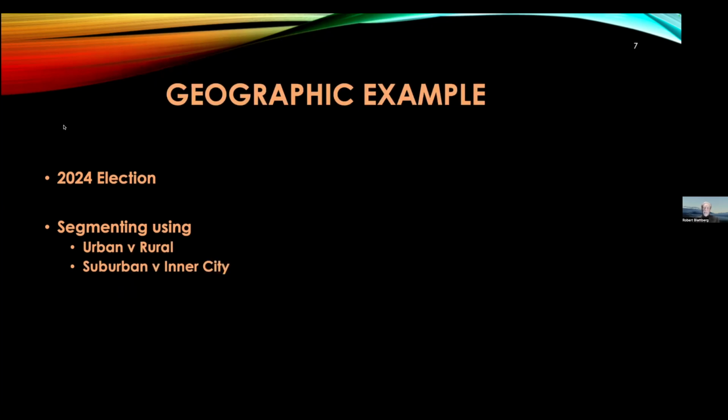Geographic is also another example, and the elections are a perfect example. Do I go urban, rural? Rural is very heavily Trump country. Urban is very heavily Kamala Harris country. And so the question, as I just raised, is what do we do? Then there's a lot of discussion about suburban moms. That's really a geographic segmentation along with an attitudinal segmentation.